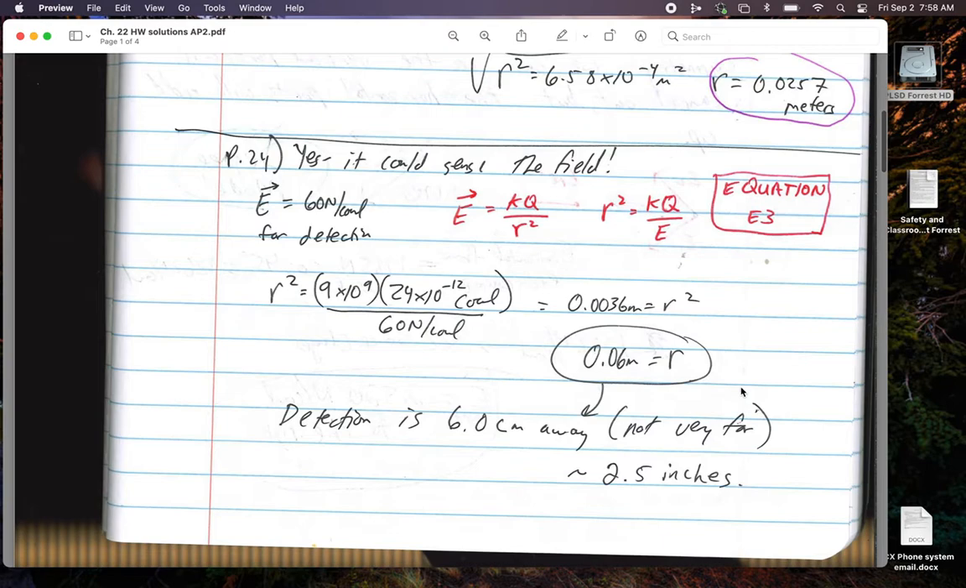For problem 24, I'm going to check here, essentially saying a bumblebee can sense electric fields as they bend the hairs on its body. That's pretty cool. I mean, you can feel electric fields also, like you can feel your hair standing on end. So they can detect fields of 60 newtons per coulomb. Could a bumblebee use this to do this? Yep. And if a bumblebee has a charge of 24 picocoulombs, how far away could another bumblebee detect that?